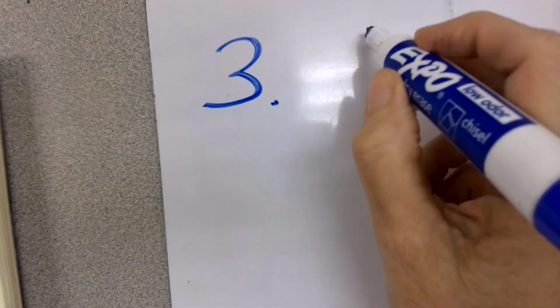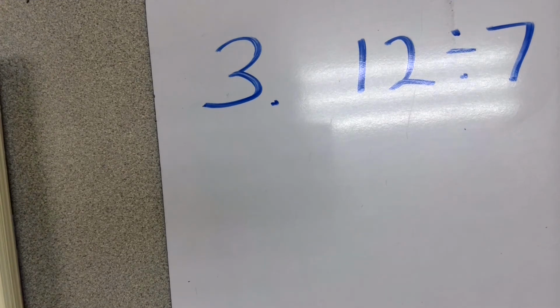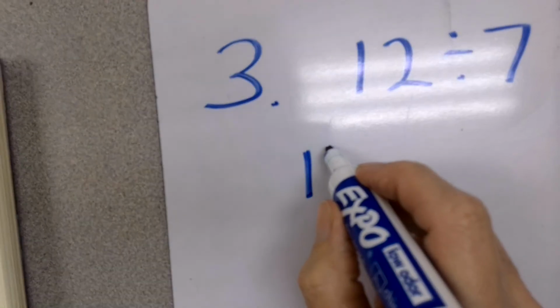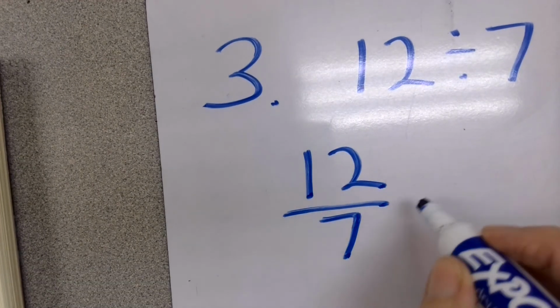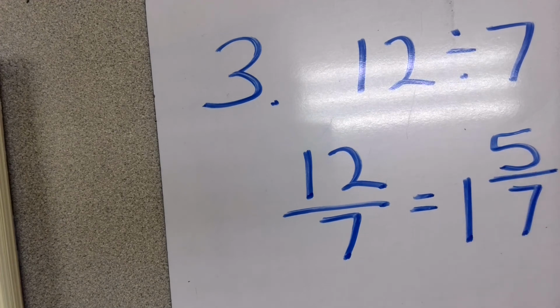Okay, so now let's look at number 3. I'm going to start it, and then 12 divided by 7. Go ahead and pause me now and do the problem, and then when you come back, you can look at what the answer is. Go ahead and pause me now. Okay, if you came back, you should have gotten 1 5/7.